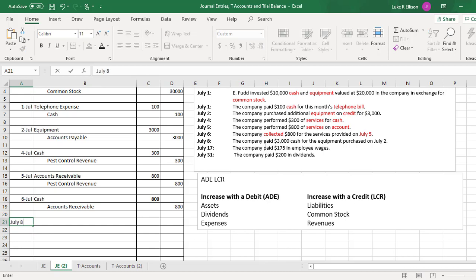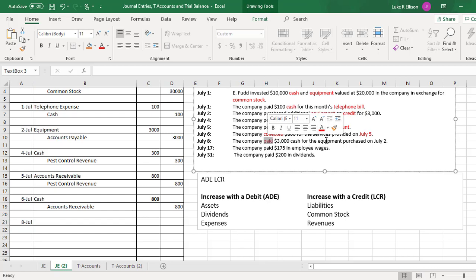On July 8th, the company paid $3,000 cash, so paid is important, for the equipment that was purchased on July 2nd. So again, that date's going to be important. So let's first look back to July 2nd. July 2nd was the purchase of equipment on credit for $3,000, and that's right here.